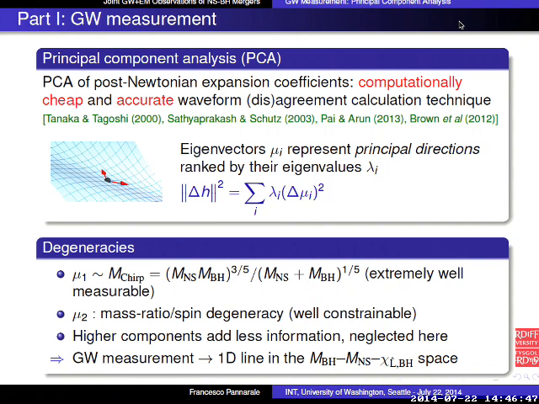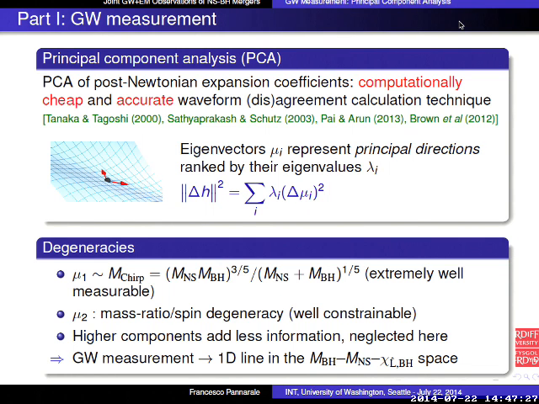OK, so one way to look at degeneracies is to use principal component analysis. This is a way of calculating disagreements between two waveforms that is very accurate and very cheap in terms of computational costs. What you're doing is you rewrite differences between two gravitational waveforms as a matrix, so you diagonalize the matrix, and you have principal directions of degeneracies in the space of waveforms, and these are represented by these mu vectors.